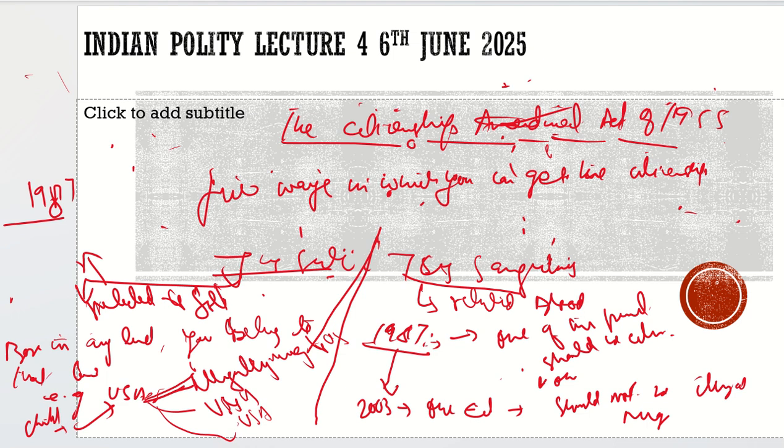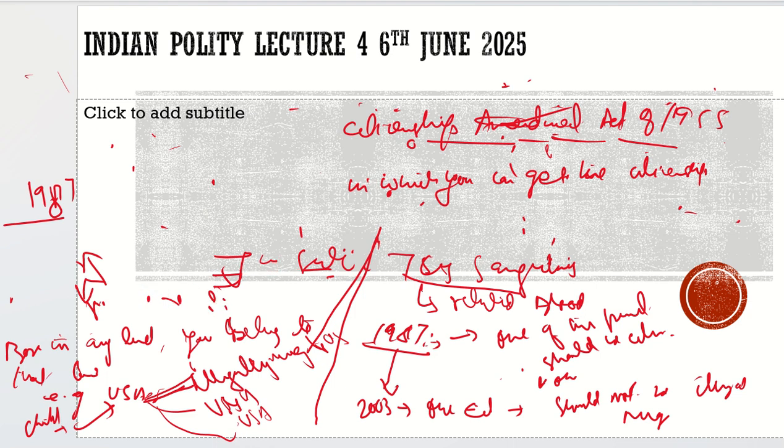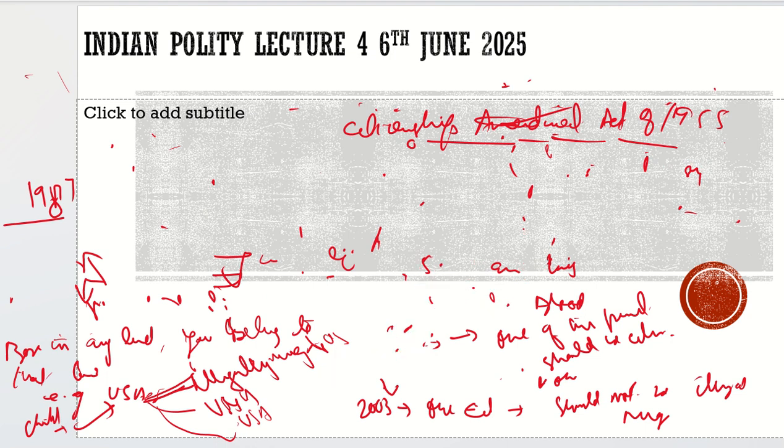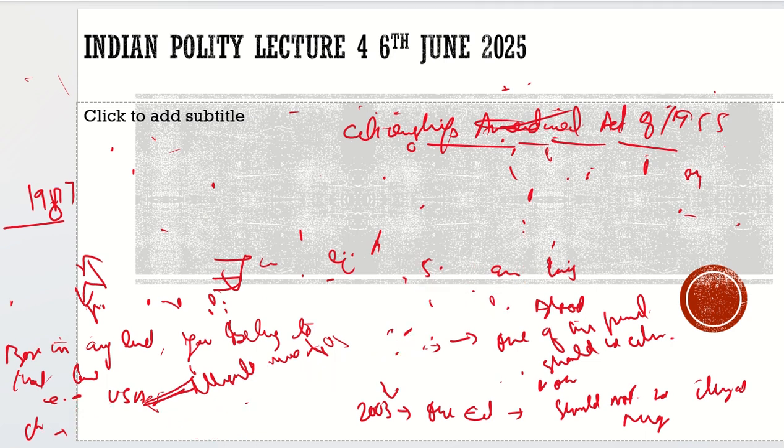This is what Jus Soli and Jus Sanguinis say. Now coming back to the Citizenship Act of 1955. What are the 5 ways that you can be a citizen of India? Let's discuss that.